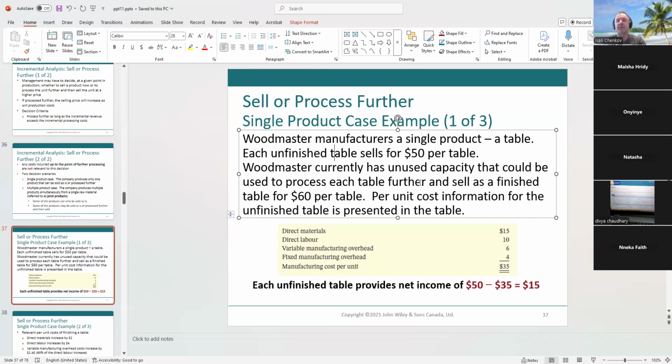Cost information is given. This is the cost to produce the unfinished table. If we produce one unfinished table, we spend $35. And when we sell it for 50, we're generating a $15 contribution margin per table. Make sense?